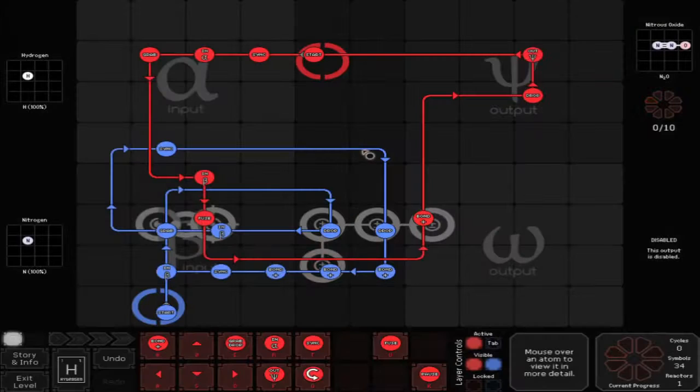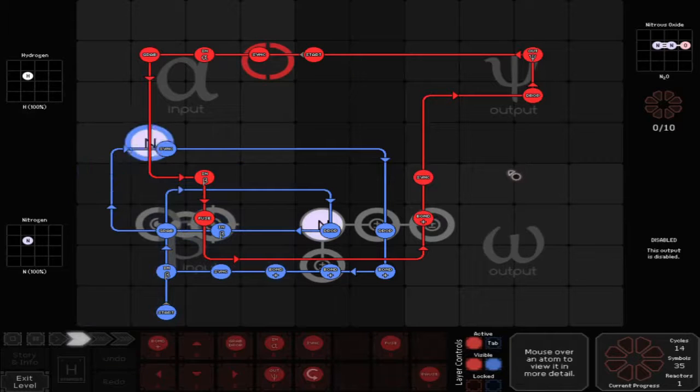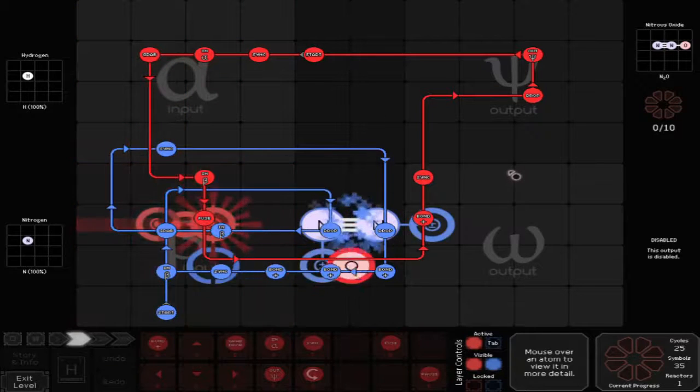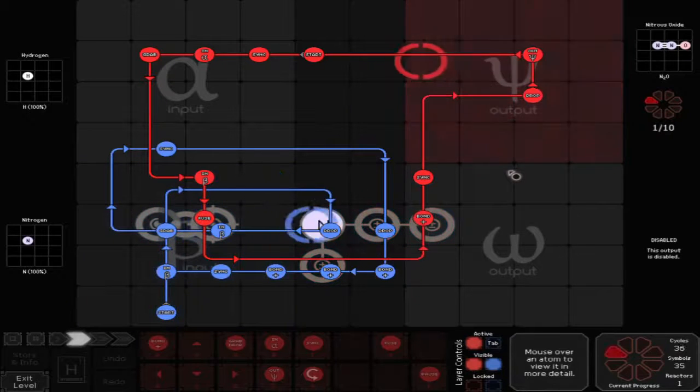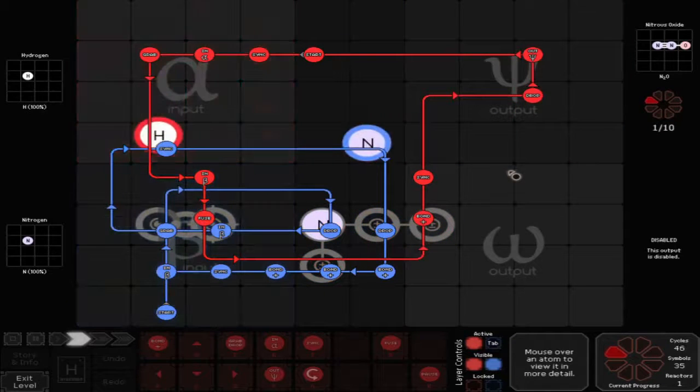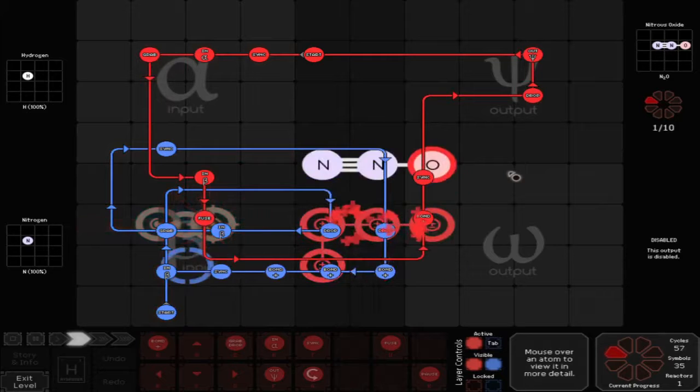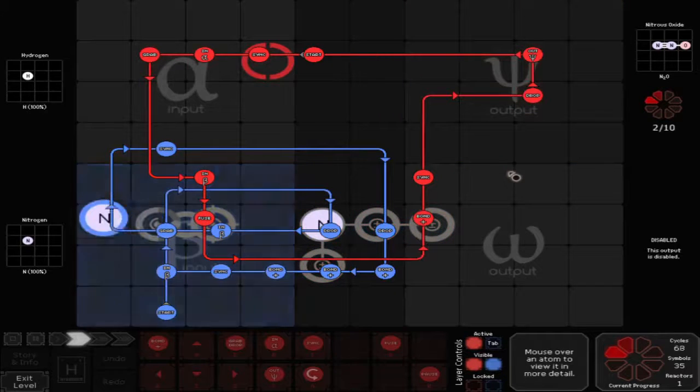Oh. I forgot to have red restart blue. Let's do that here, as he's carrying the complete nitrous oxide molecule away. That should work. Yep. Yep, there we go. That works.